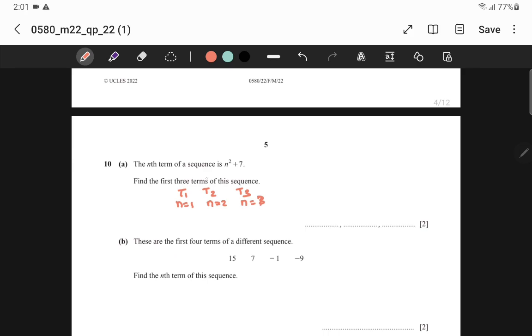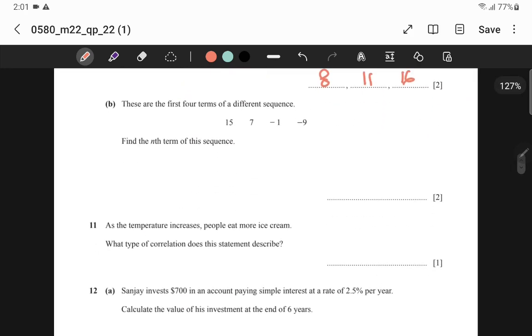Yeah, if n is 1, 1 squared is 1, 1 plus 7 is 8. For n equals 2, it means 2 squared is 4, 4 plus 7 is 11. And n equals 3, meaning 3 squared is 9, 9 plus 7 is 16. Okay? The next one. These are the first 4 terms of a different sequence: 15, 7, negative 1, negative 9.